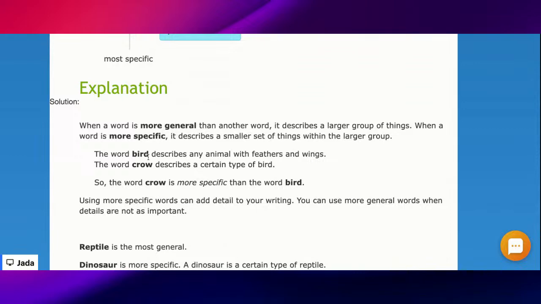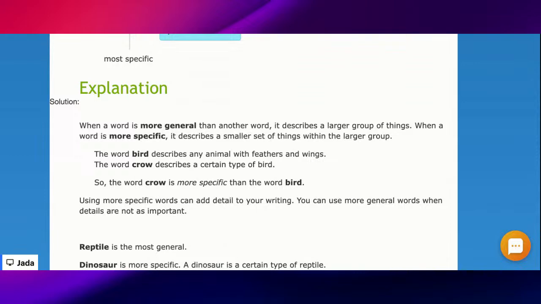So, for example, we have the word bird, which describes any animal with feathers or wings. So when we say bird, we just talk about all birds. We're not specifying what kind of bird that is. But the word crow describes a certain type of bird. So if we say bird, we're talking about a larger group, all the birds that we know. And when we say the word crow, it describes a certain type of bird.